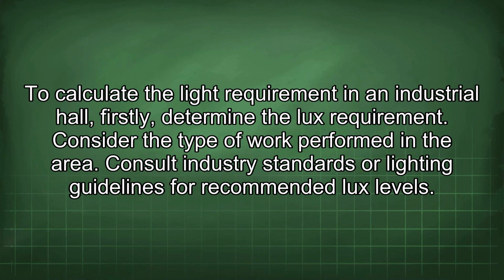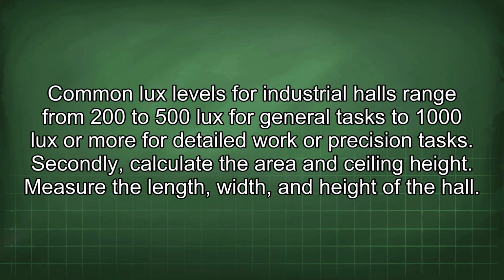To calculate the light requirement in an industrial hall, firstly, determine the lux requirement. Consider the type of work performed in the area. Consult industry standards or lighting guidelines for recommended lux levels. Common lux levels for industrial halls range from 200 to 500 lux for general tasks to 1000 lux or more for detailed work or precision tasks.